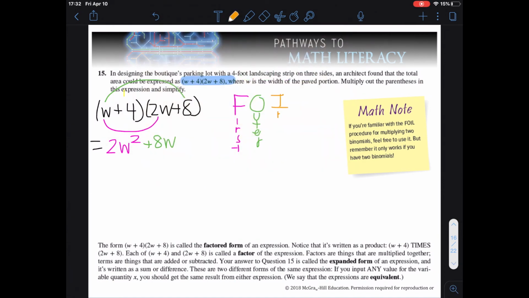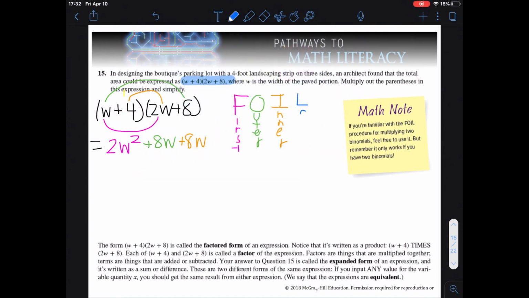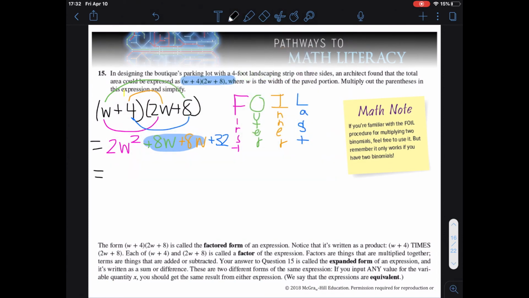I is the inner. So the 4 and 2W on the inner, so we get 8W when we multiply them. And the L in FOIL is the last. 4 is the last in this expression, 8 is the last in this expression. When you add them together, you get 32. And then these two are the ones that are alike. So the expanded expression of this is 2W squared plus 16W plus 32.